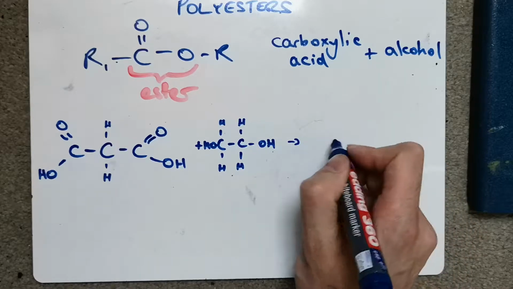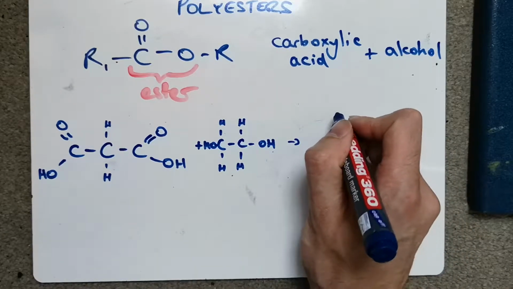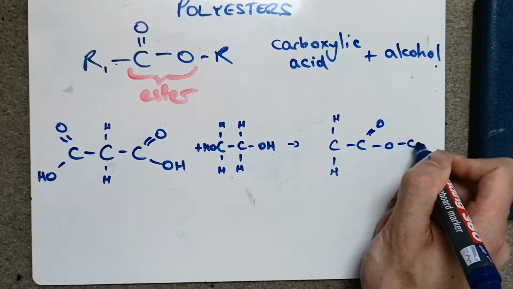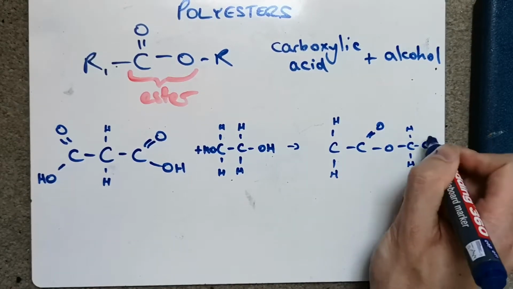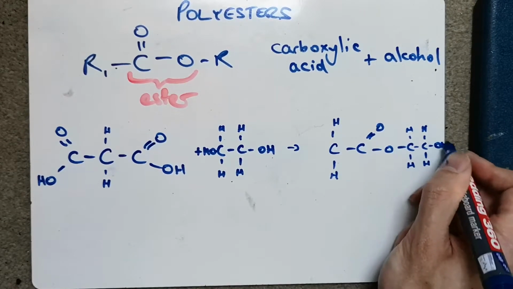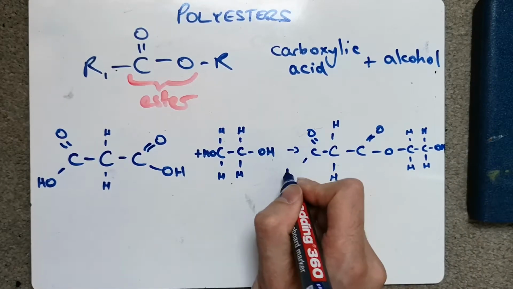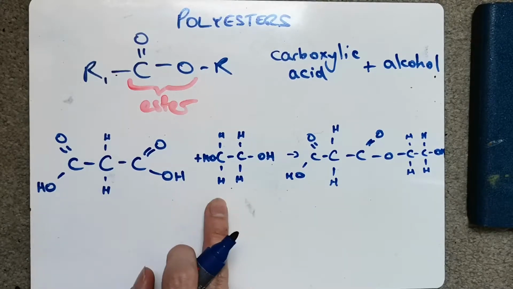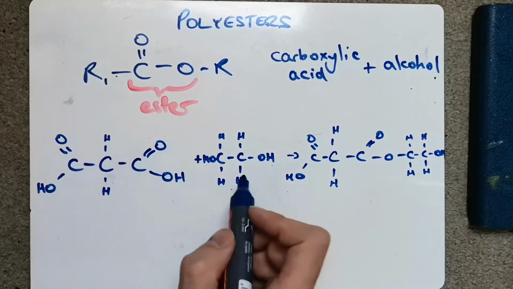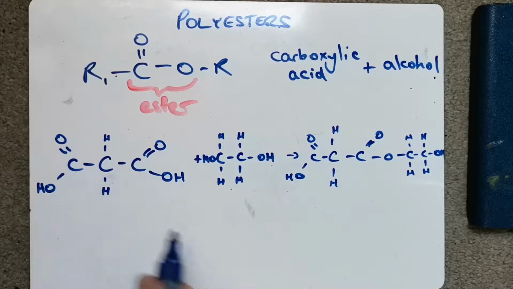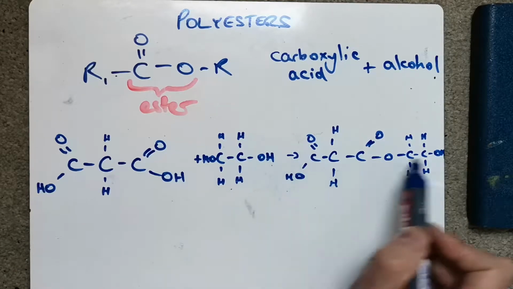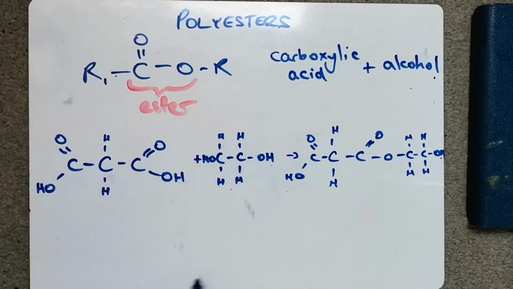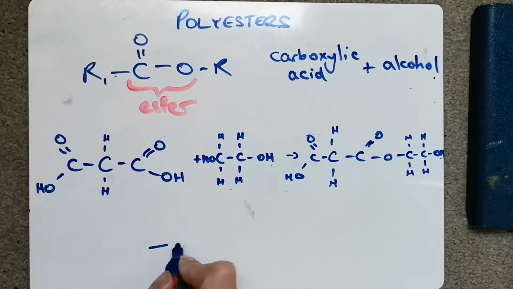So they will form our first ester, just like the ester before. They will form this ester, but assume we've got enough of them, we'll have more of these molecules around and more of these molecules around, and they can then continue to react and can join onto this side and onto this side until we get a long repeating chain of these two units, and I'll draw it in shorthand, the repeating unit.